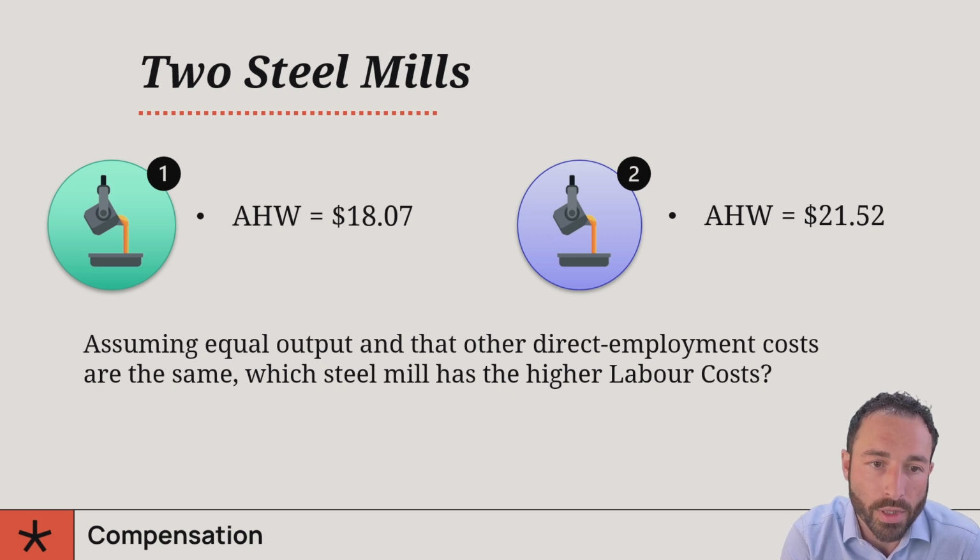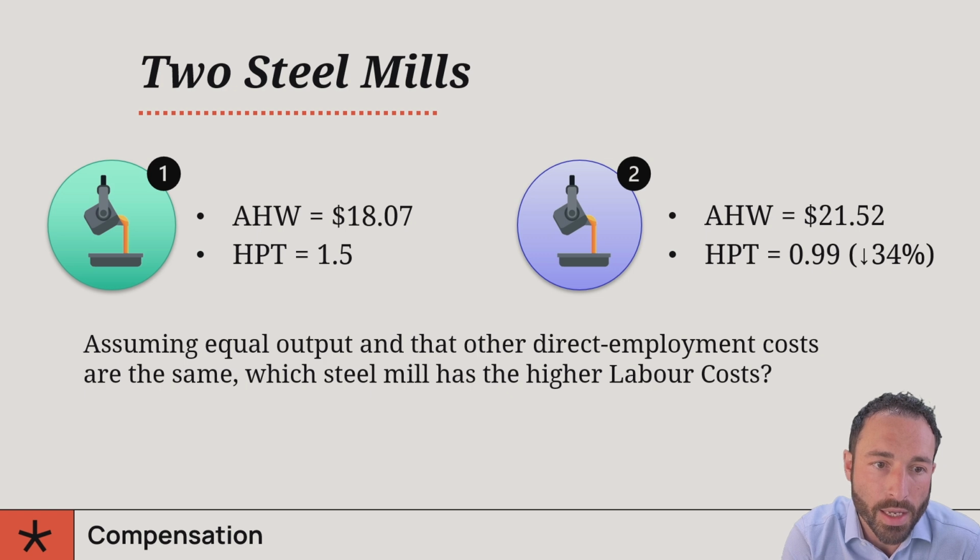So for example, the first steel mill takes 1.5 hours to produce a ton. So HPT here is hours per ton. So 1.5 hours to produce a ton of steel for number 1, and around 1 hour to produce a ton of steel in the second mill, about a third less. But there are other factors too. Steel mill 2 in this example produces 63% less scrap.